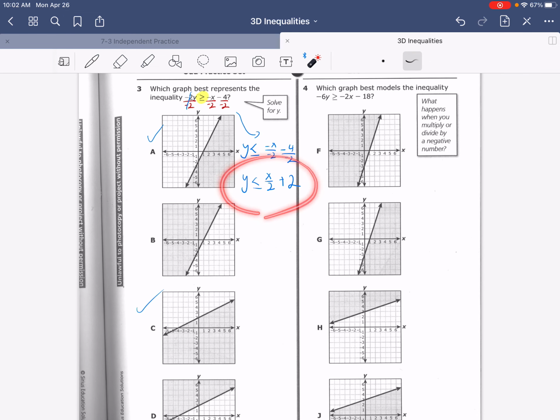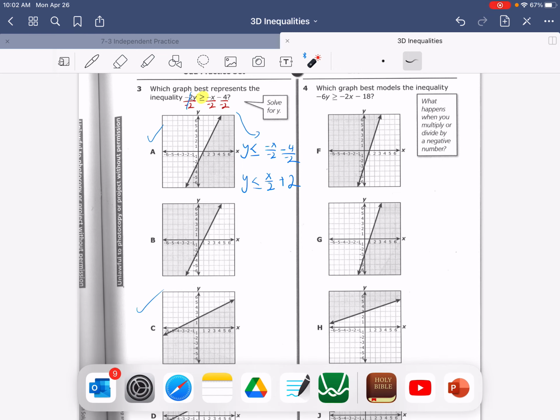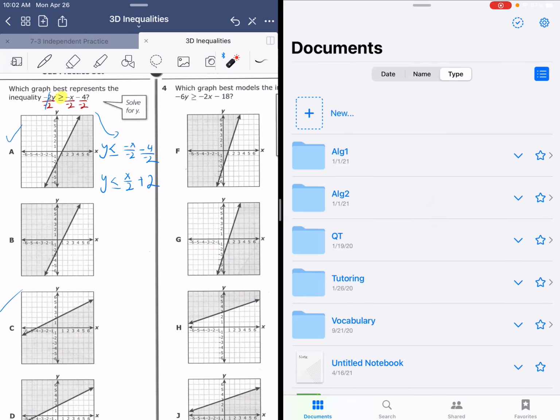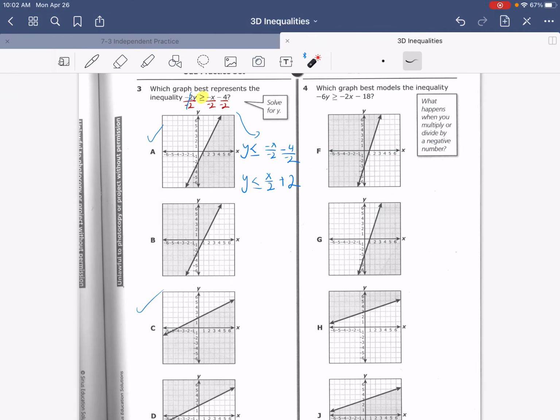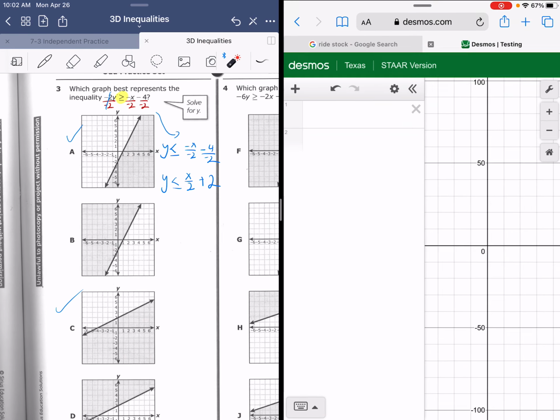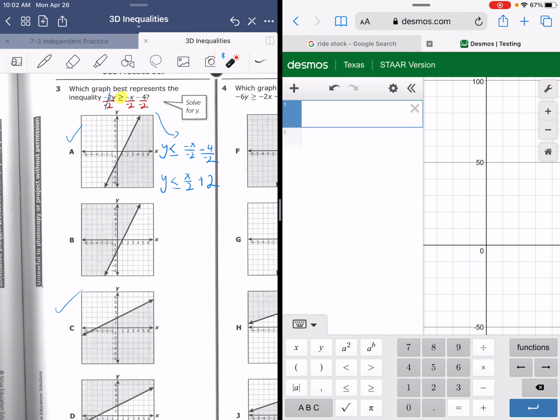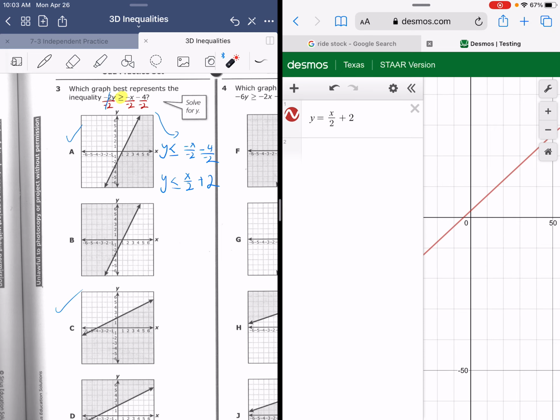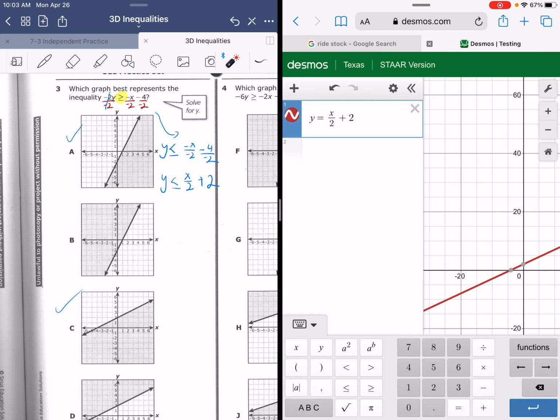All right, so then let's try to graph it. Instead of the inequality symbol, we are going to use the equal sign. So y is equal to x over 2 plus 2. Now look at this one. As you can see, we have a graph like this. What I want you to check is the x-intercept, or y-intercept.